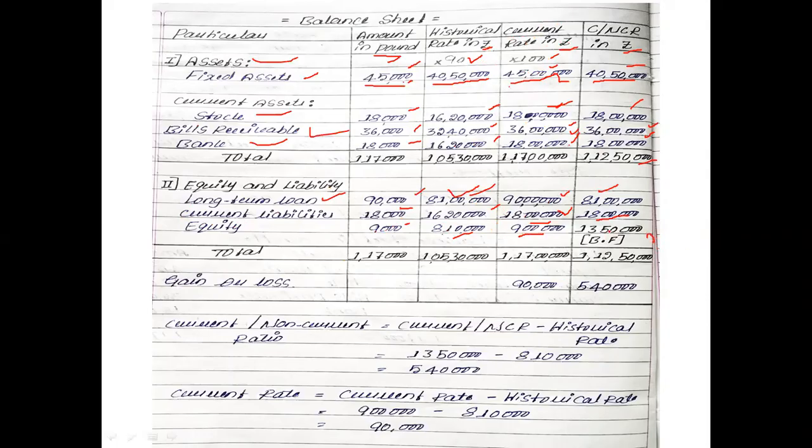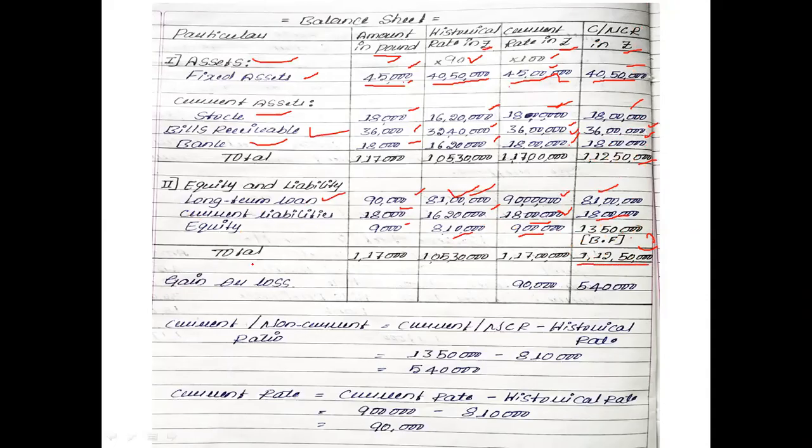The next question is how to take this value. Here, 13 lakh 50,000 is a balancing figure. So equity is not to be taken from the current and non-current rate as a historical or current conversion. It should be taken from the balance sheet. Then how to take this value? This is the balancing figure of total assets at the current and non-current rate, 1 crore 12 lakh 50,000.